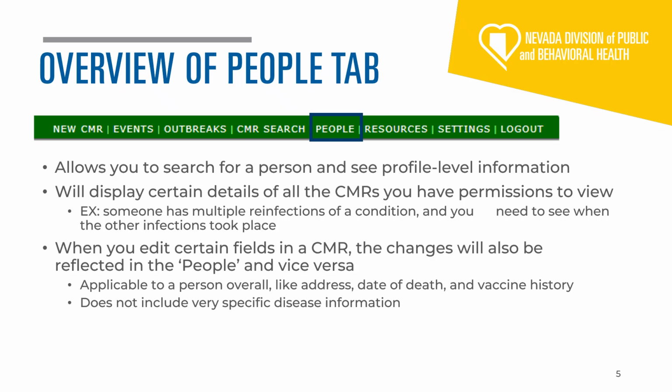You may want to look in People if someone has had multiple reinfections of a condition and you need to see when the other infections took place. You may also have a demographic change that would be helpful to update in the person record. When you edit certain fields in a CMR, the changes will also be reflected in the person file, and vice versa. These are fields that are applicable to a person overall, like address, date of death, and vaccine history. The People tab does not include very specific disease information. That is better suited in the investigation form of a particular condition.